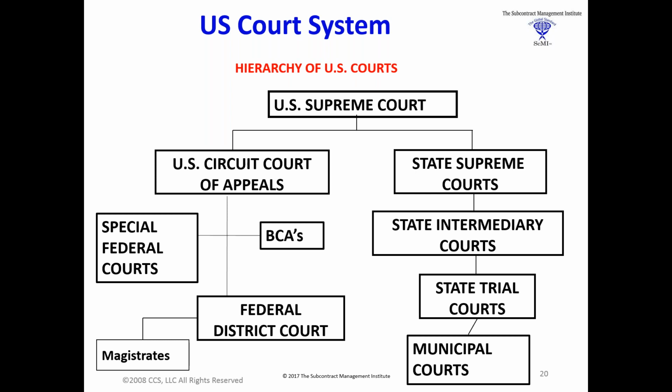So consider this question. Could a prime contractor take an appeal from a contracting officer's final decision under the disputes clause of his federal prime contract through the process on the left-hand side of this chart and ultimately lose? And the answer is certainly. That can happen. Contractors don't win all their battles.